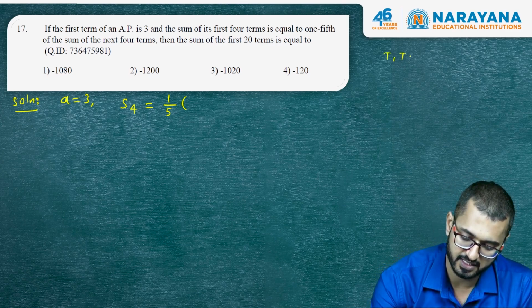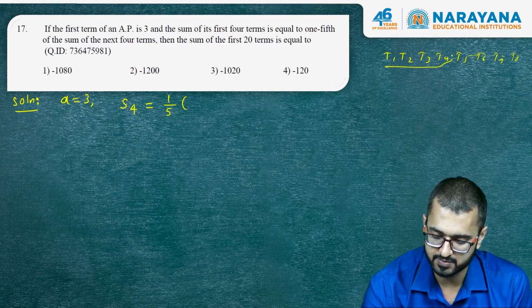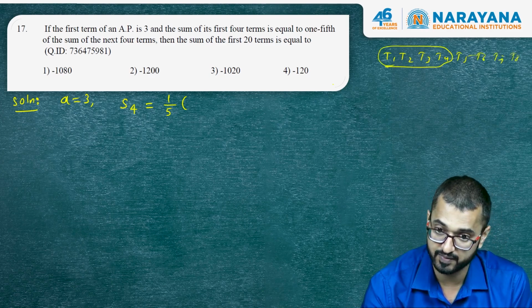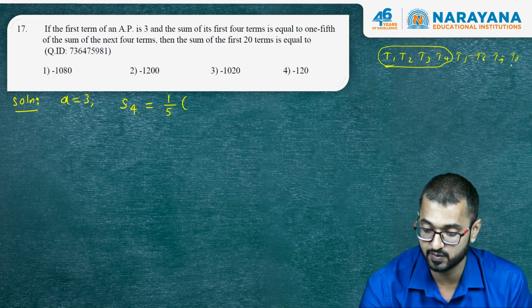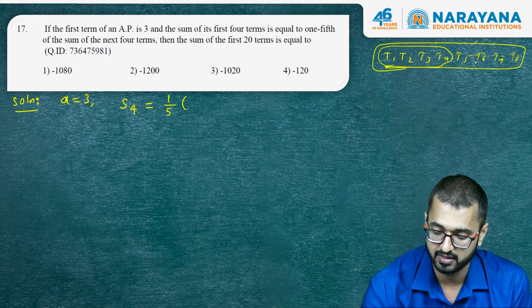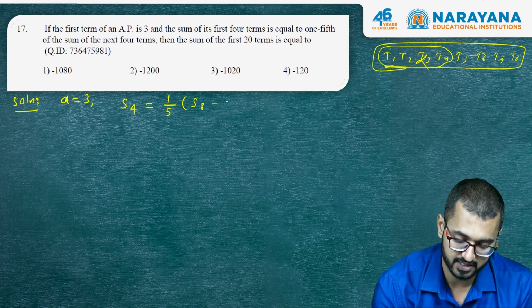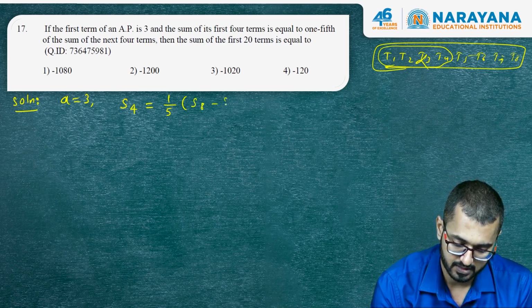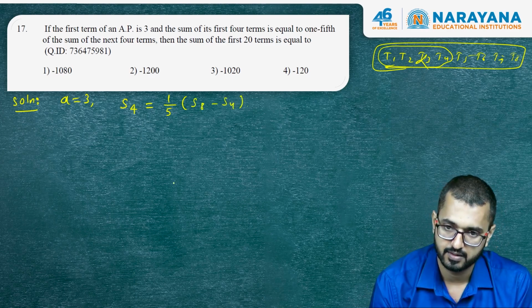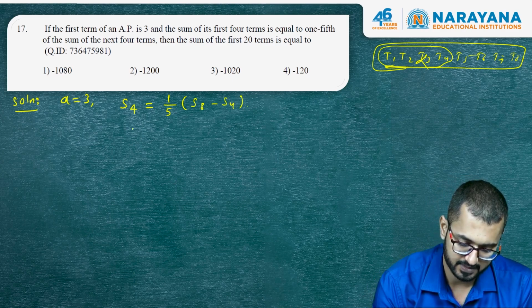Let us say I have here T1, T2, T3, T4, T5, T6, T7, T8, like this. So sum of first 4 terms we know, S4, is 1/5 of sum of next 4. So for this next 4, what we can do? From this total, we can remove this one. That means it's going to be S8 minus S4. Again, I'll be getting 6 S4 is equal to S8, right?